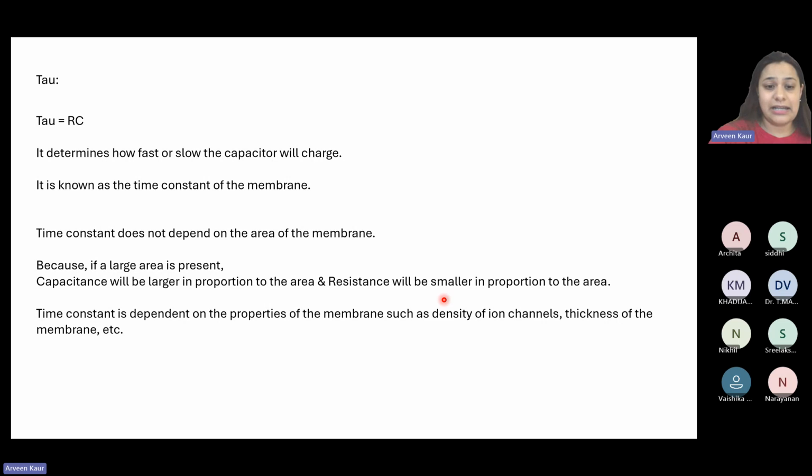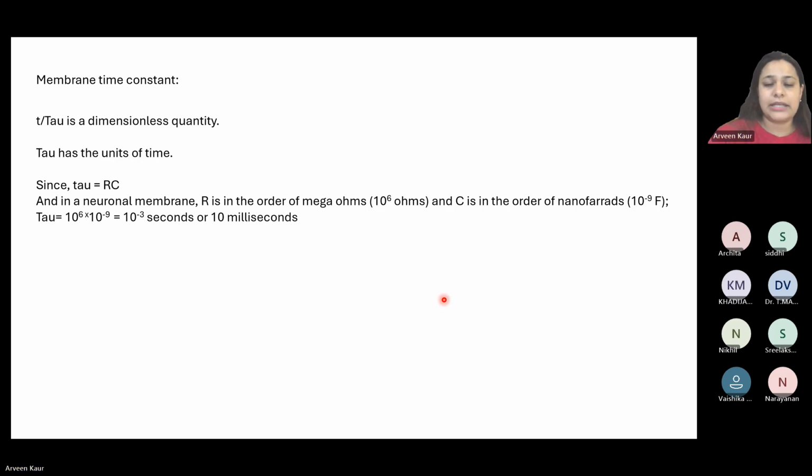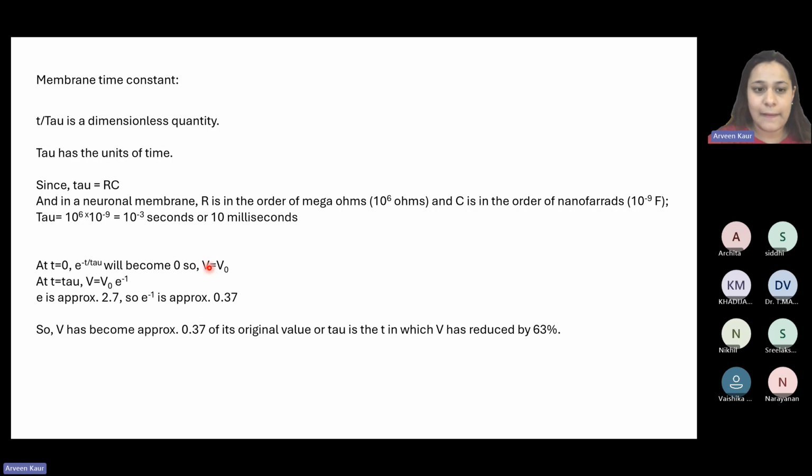Time constant will instead depend on the properties of the membrane, such as the density of ion channels, thickness of the membrane, etc. Right? Now let us talk about this time constant, that is tau. So t by tau is going to be a dimensionless quantity, while tau itself will have the unit of time. And like we discussed in the PYQ session, the order of time that will be represented by tau will be in the order of milliseconds, right? So this we have discussed a while back, so I'm not going to go into detail again.